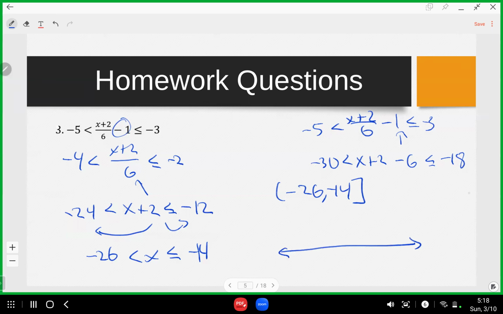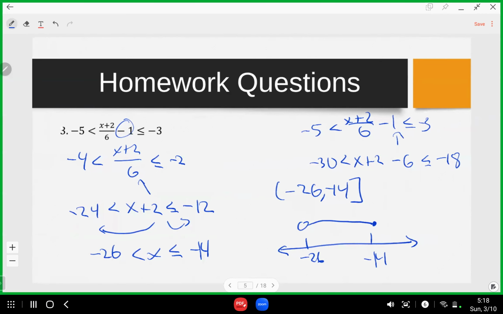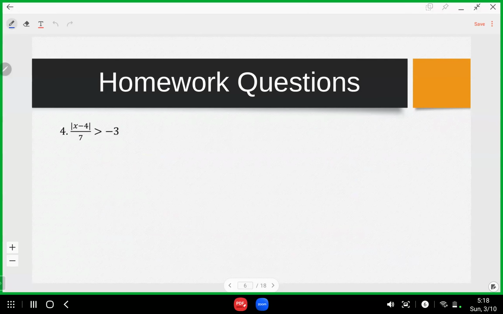You're going to have negative 26 here and negative 14 here. You're going to have an open circle and a closed circle here. This one is inclusive. This one is not inclusive. So you have open circle and then closed circle. Are there any questions? If there are no questions, then we will continue.